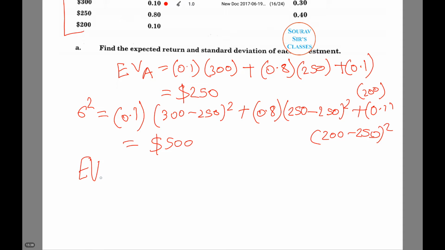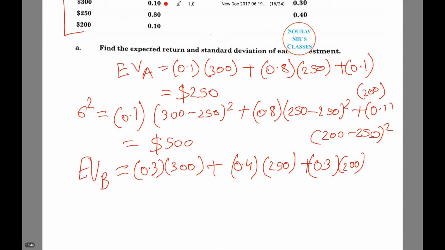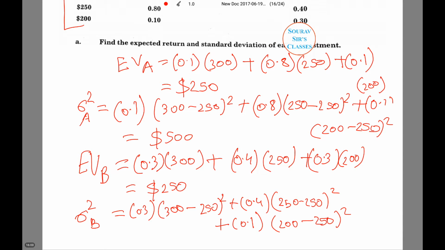Similarly, the expected value of B equals 0.3 times 300 plus 0.4 times 250 plus 0.3 times 200, which amounts to the same, $250. Similarly, we do it for the variance: 0.3 times (300 minus 250) squared plus 0.4 times (250 minus 250) squared plus 0.3 times (200 minus 250) squared, which amounts to $1,500.